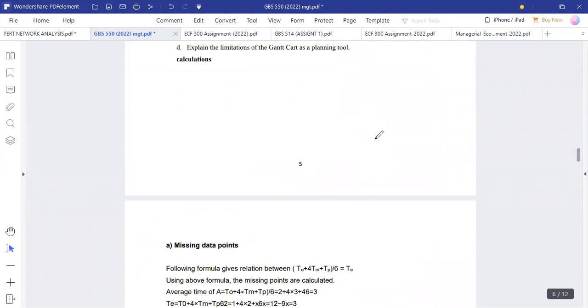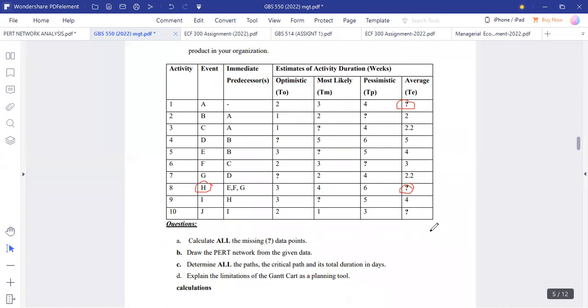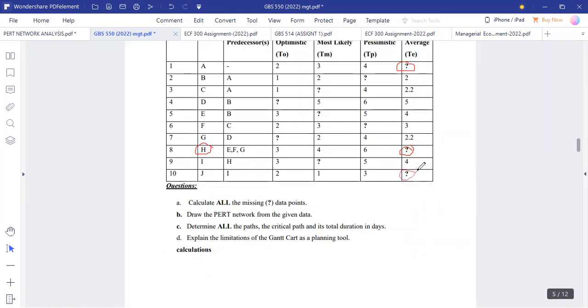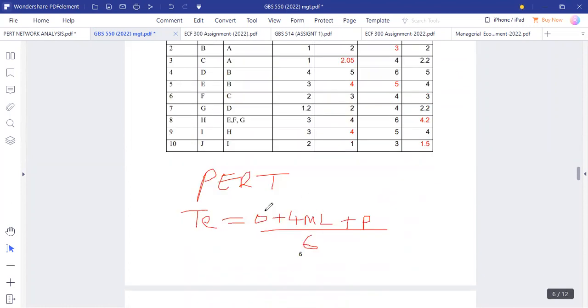So from this assignment, they needed the missing figures, like to find the time expected for activity A, the time expected for activity H, and also the time expected for activity J. These can be found by using the formula here, where we know the O is optimistic, and we have the other one, which is P, for pessimistic. So this is the pessimistic time.